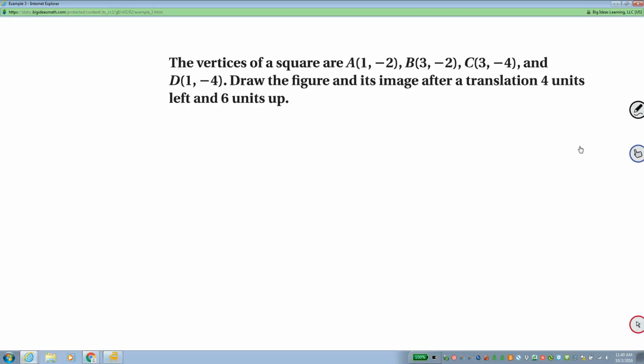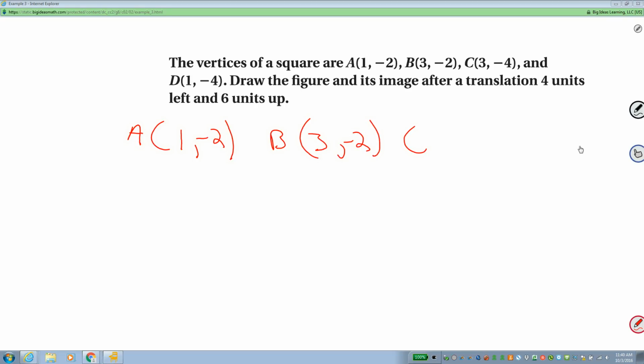Like I stated before, probably the easiest thing to do with this is to rewrite these. So in this case, rewrite all your coordinates down. We have A, that is 1, -2. B, 3, -2. C, 3, -4. And the last one is D, 1, -4. Then from here, what do we have to do to move these? What is it telling us we have to do?